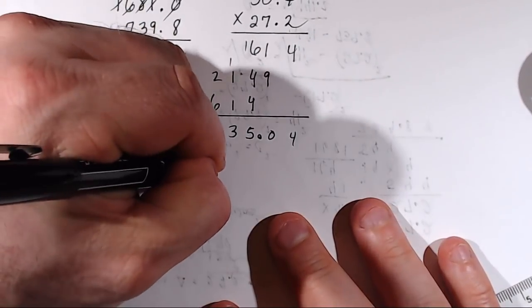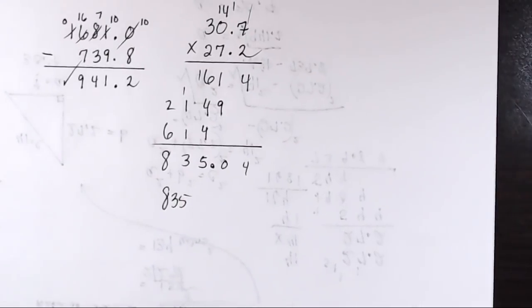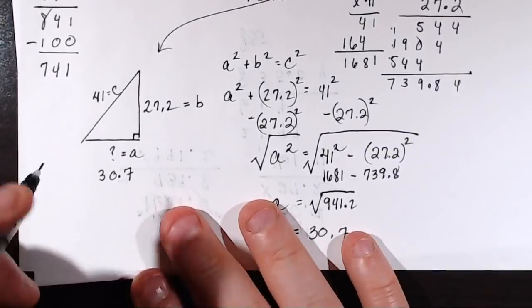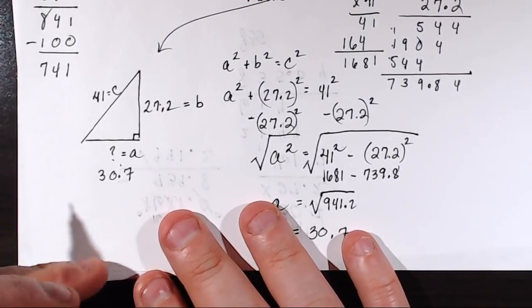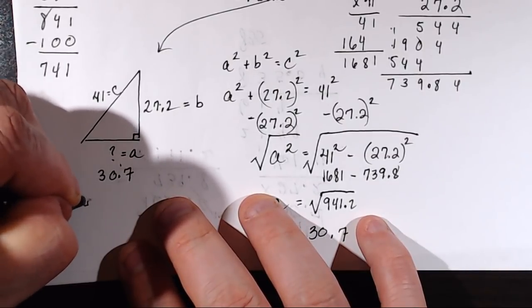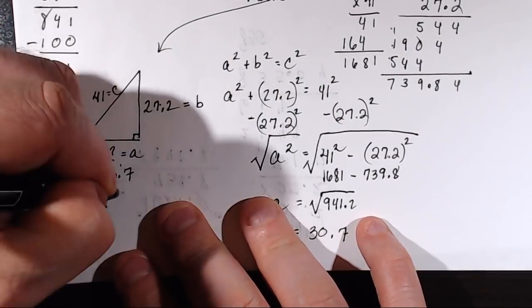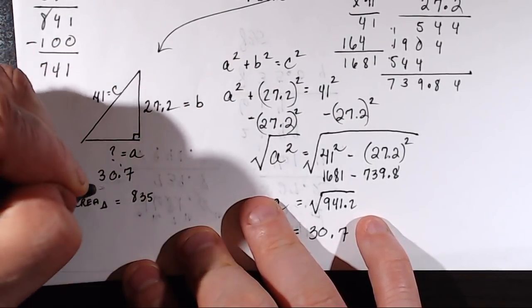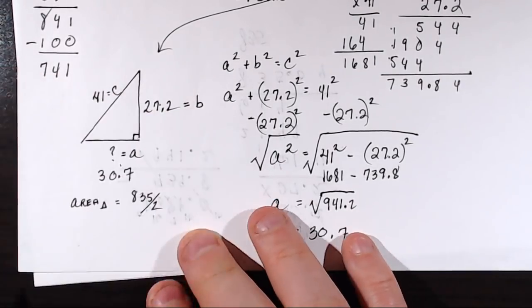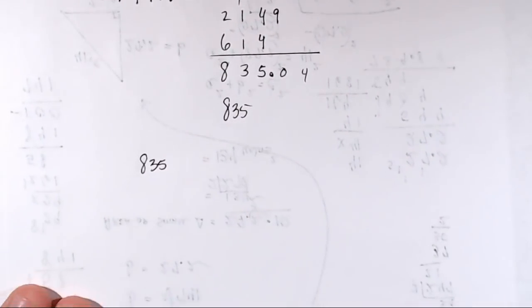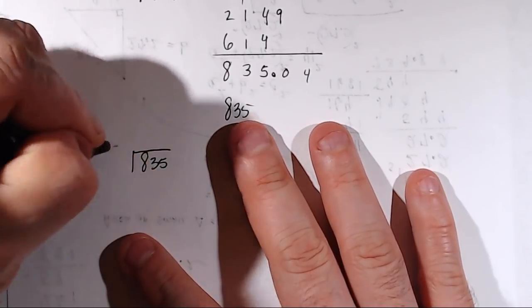So this is 835. So I'm going back here, and so base times height is 835. Now I just need to do, so area of this triangle is equal to 835 divided by 2. Oh, well, what is that? Well, take 835 and divide by 2. We'll see what we get.